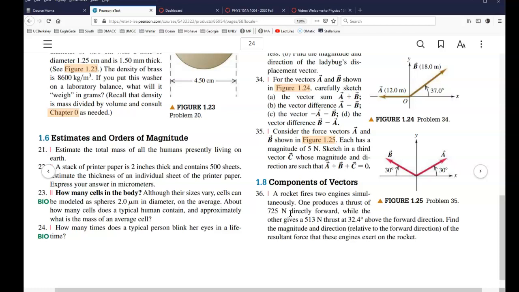Okay, I'm going to draw a picture for you right now. It says find the magnitude and direction of the resultant force, the resultant vector of these engines exert on the rocket. Okay, so let me show you a picture how it looks like. Always draw a picture, always. It will help you solve the problem, what is called a free body diagram. Always draw a picture to look at it. So let's see how that works.